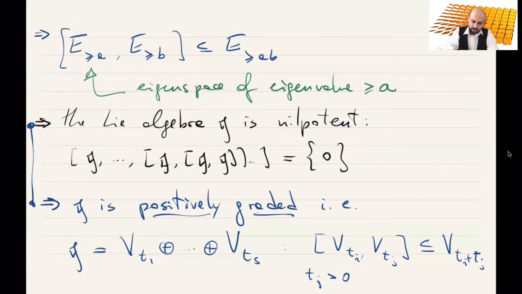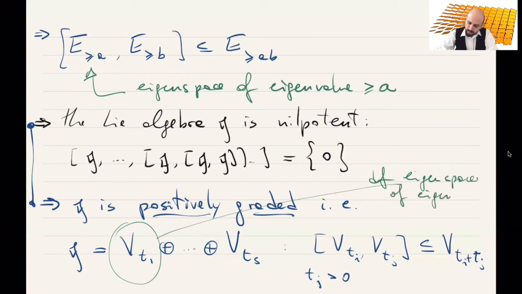So what are actually these vector spaces? These should be, by definition, the eigenspaces of eigenvalue. Since I want to make it additive instead of multiplicative, I should take the logarithm of t. No, I should do e to the t_i, exp of t_i.